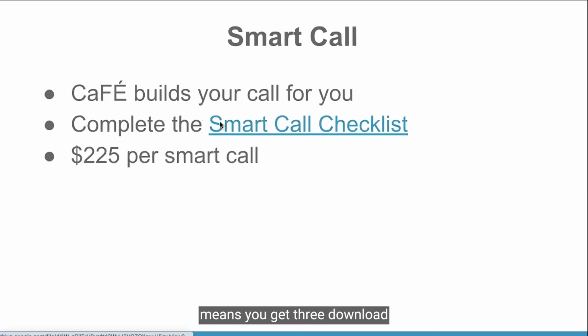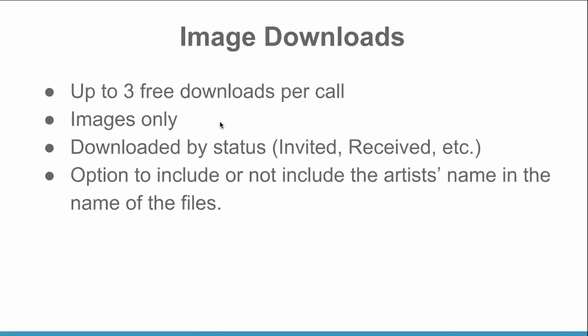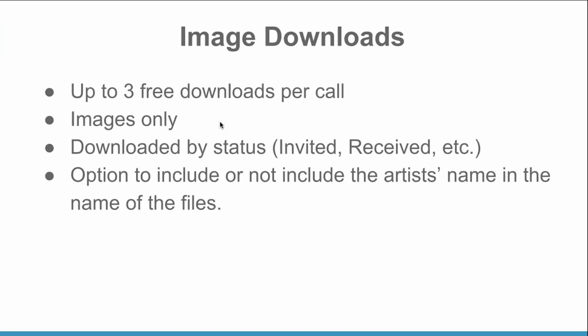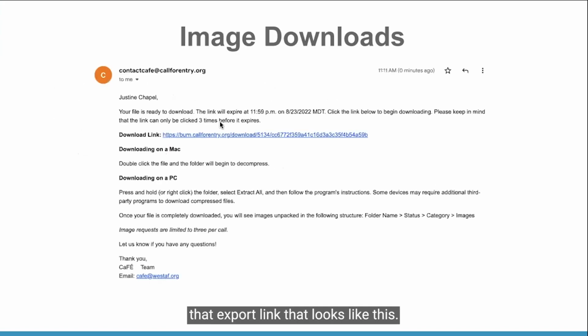So the image download means you get 3 download instances per call. And in those downloads, we can download however many images you need. So if you say I need all of the images from the invited status, we send you those. It can be 5, it can be 15, it can be hundreds of images at once. And that one instance in which we send you that download counts towards your 3 image downloads. So that's what it means by downloads. It just means we can create that export link that looks like this. We can create this link for you 3 times per call. But totally, we can have as many images as you need.